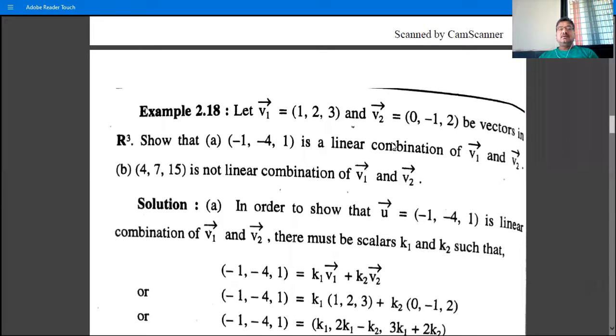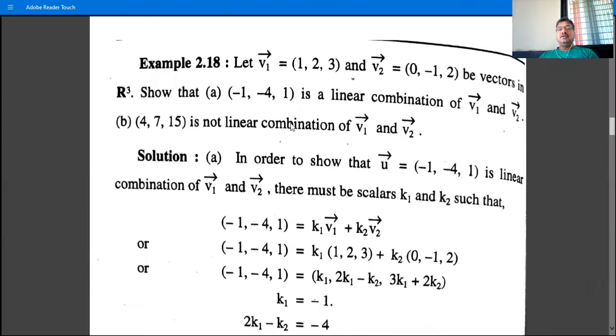Next example of linear combination. Let V1 is (1, 2, 3), V2 is (0, -1, 2), the vectors in R3. Show that the vector (-1, -4, 1) is a linear combination of V1, V2. We have to express this vector as a linear combination of these two vectors.